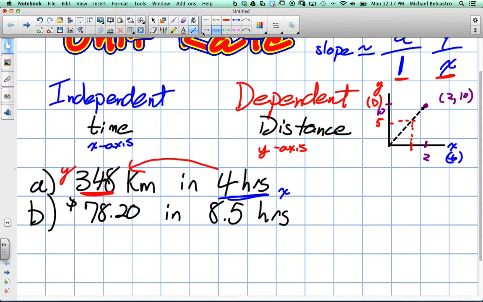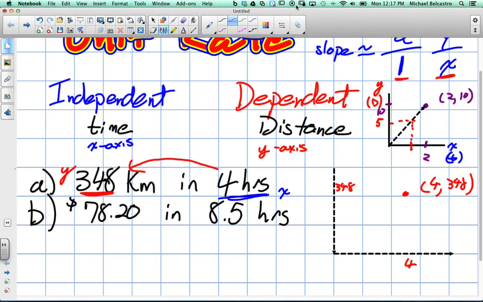So if we're to build this relationship, let's say we were to put a coordinate out. It's at 4 and 348. So our coordinate is at 4, 348, and the goal here is to figure out what 1 would be. And again, we assume this relationship is linear. So we always set this up as a fraction, and that's where it reminds us of slope.